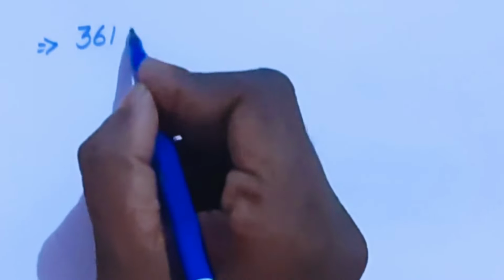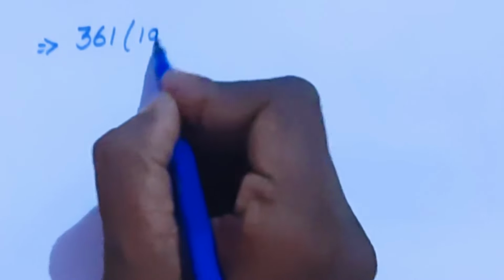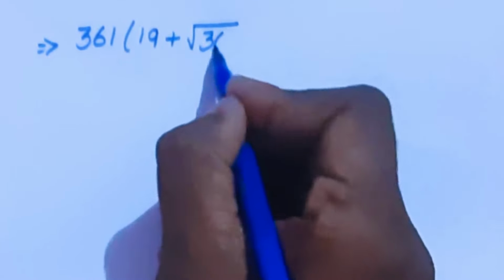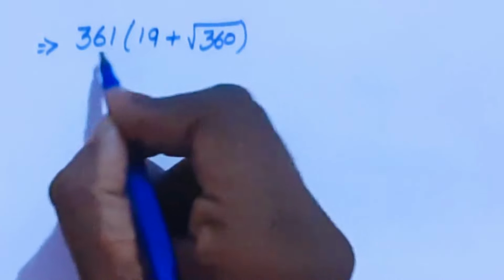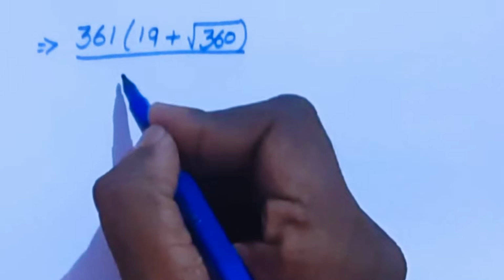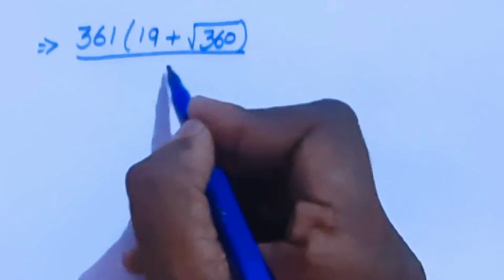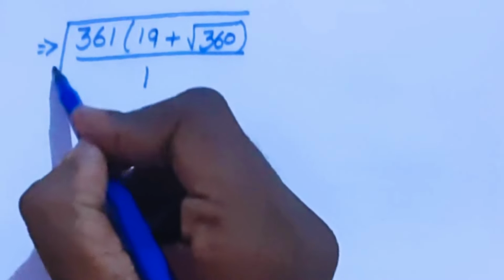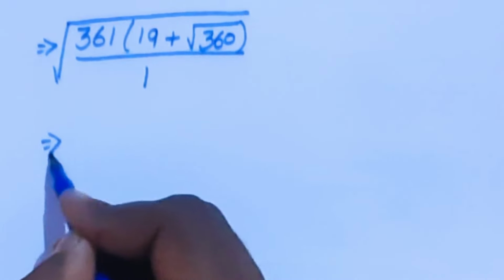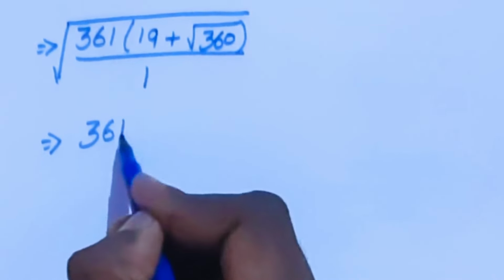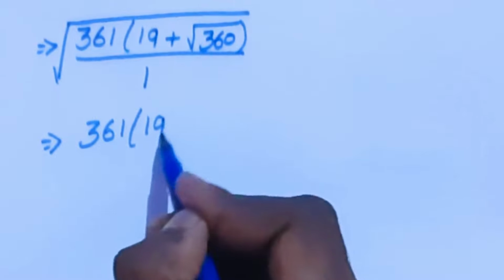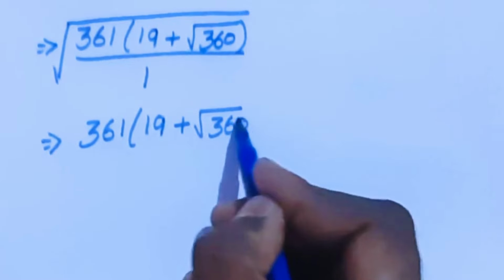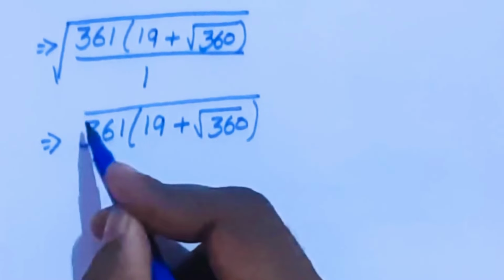361 times 19 plus square root of 360 by 361 minus 360 is 1 in whole square root. So this can be written as 361 times 19 plus square root of 360 in whole square root.